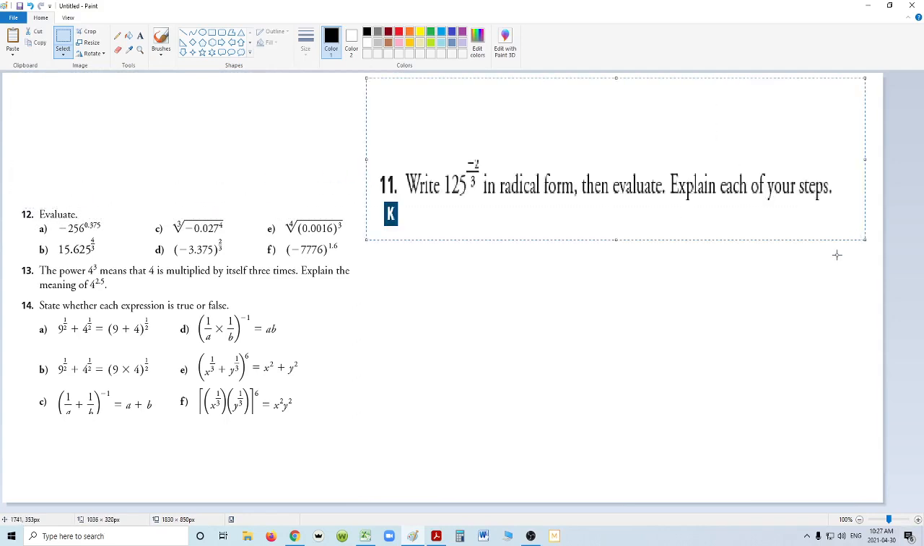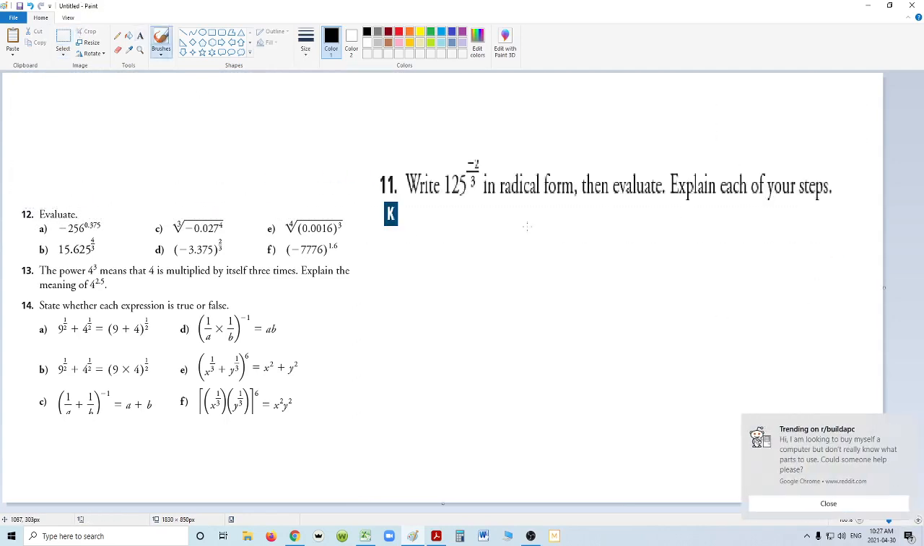Write it in radical form. Okay, first thing to solve is that negative. So it's really 1 over 125. Radical form means write it with the square roots. This is the root. This is the power.